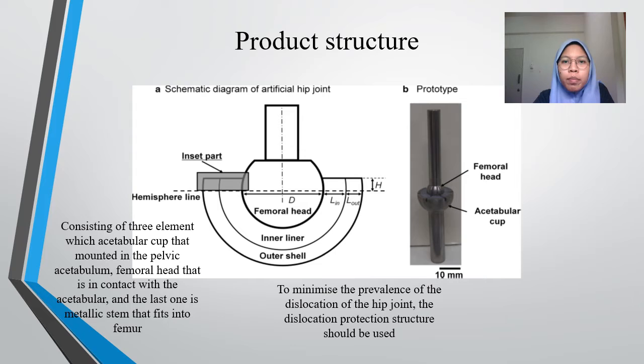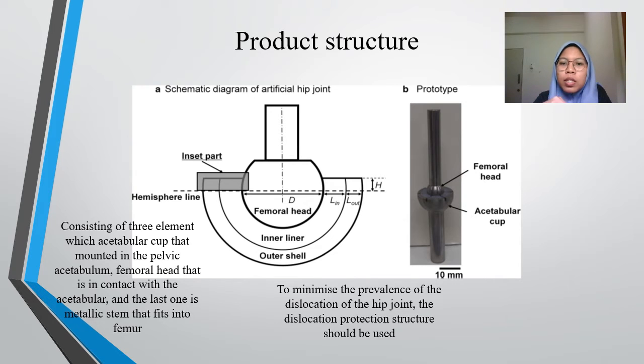As you can see here, the inner liner is in contact with the stem attached with the femoral head. The product consists of three elements: the acetabular cup, the femoral head, and the metallic stem. The acetabular cup is mounted in the pelvic acetabulum, the femoral head is in contact with the acetabulum, and the metallic stem fits into the femur.